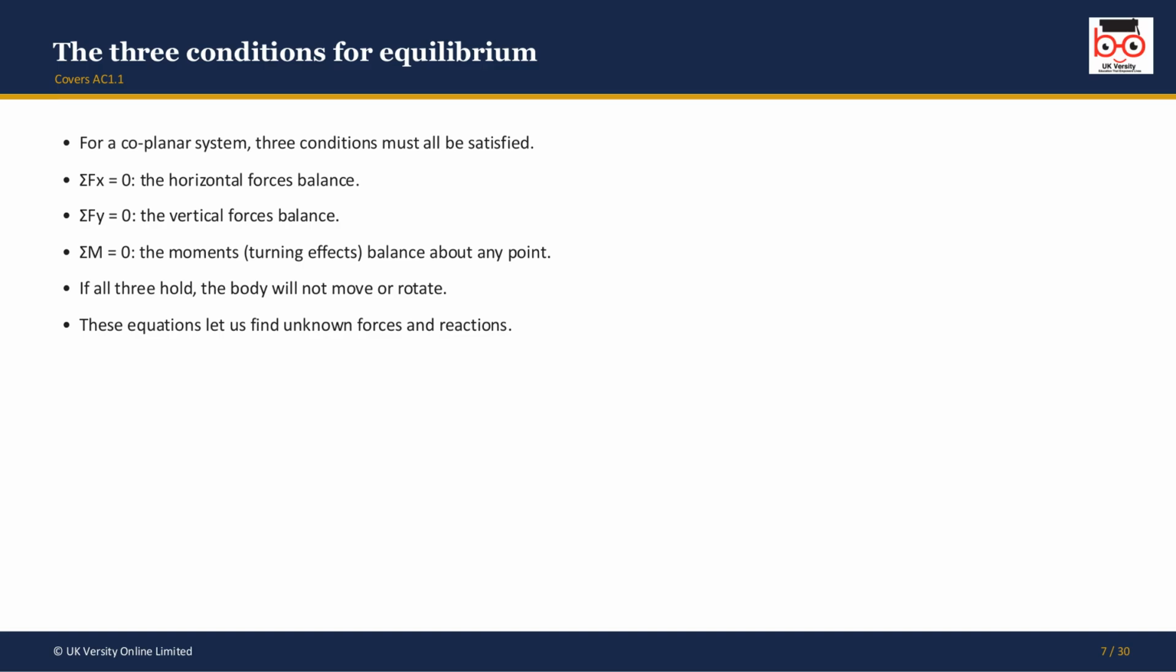Now to the heart of the whole outcome, the three conditions for equilibrium. For any flat or coplanar system, all three must hold at once. First, the horizontal forces must balance, so the sum of the forces in x is 0. Second, the vertical forces must balance, so the sum of the forces in y is 0. And third, the turning effects must balance, so the sum of the moments about any point is 0. If all three are satisfied, the body simply won't move or rotate, and these equations are what let us pin down unknown forces and reactions.